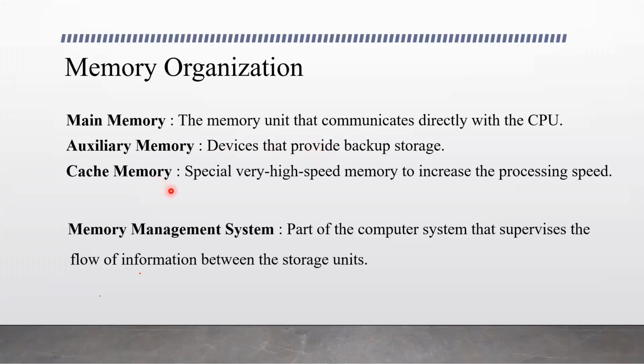And cache memory is a very high speed memory used to increase the processing speed. Generally, cache memory is used to increase the processing speed and it increases the system performance. In this chapter, we are going to discuss these memory units in detail: what is main memory, and then auxiliary memory, cache memory, and virtual memory.